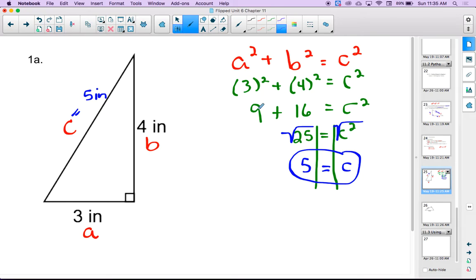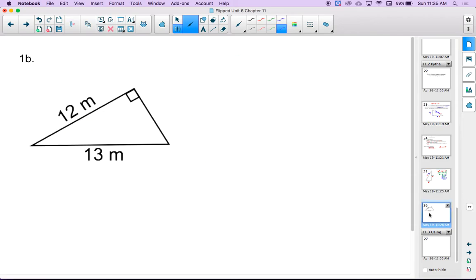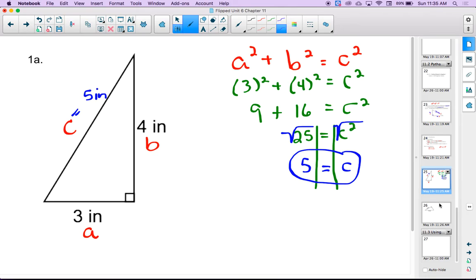Okay, so this is what it looks like when we're solving for the hypotenuse. We're going to end up with 2 values on the left-hand side. We're going to add them together after we square them, and then square root in the last step. Every time we find the hypotenuse, it looks this way. When we find a leg, like number 1b, it's going to look a tiny bit different. So make sure you really understand 1a before we move on to 1b, because it's going to look slightly different.